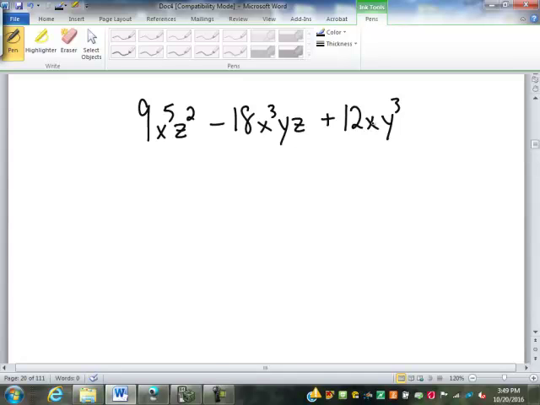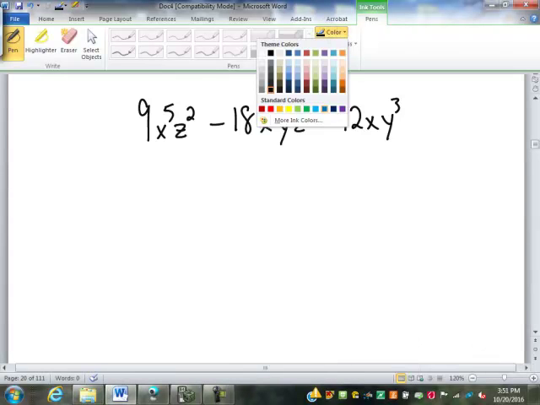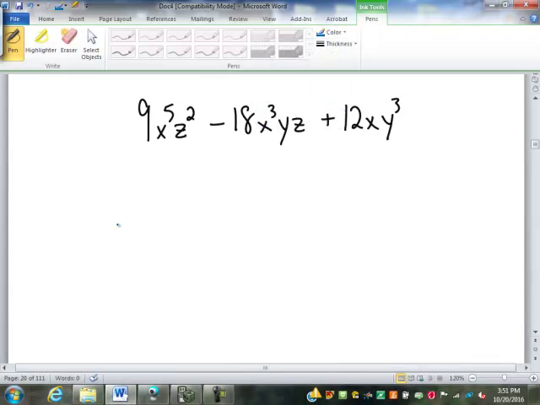In your notes, try to do that one. Prime factor that. Find the greatest common factor and then divide it out to find the second factor. So what is my greatest common factor? 3. How about for my variables? X is the only variable. Y doesn't appear in the first one. Z does not appear in the last one. So only 3x.